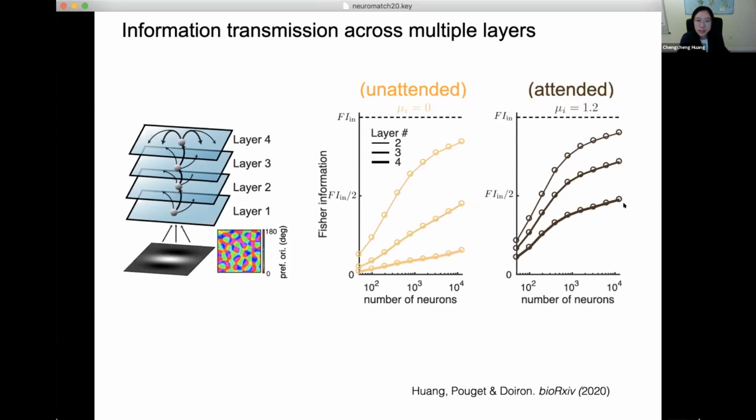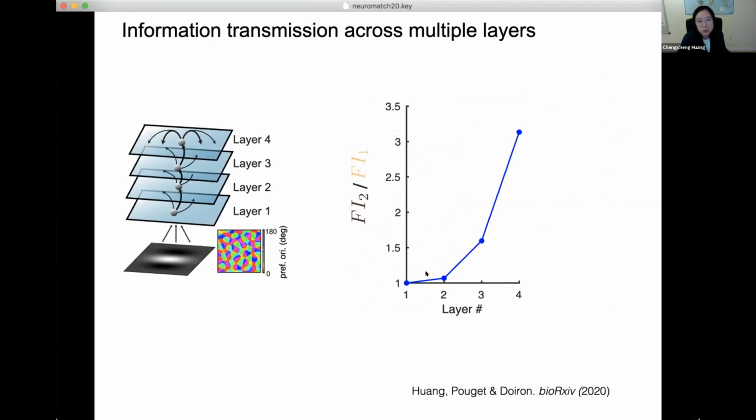And then next, we can look at the ratio of the information across attentional states at the last endpoint. And we can see that the improvements in information also increase exponentially across layers.